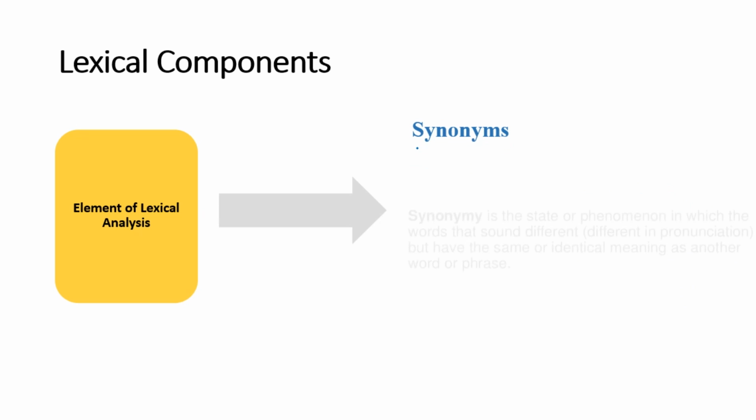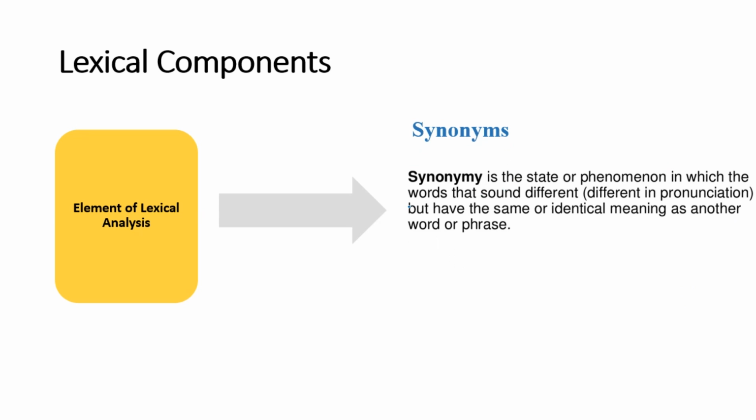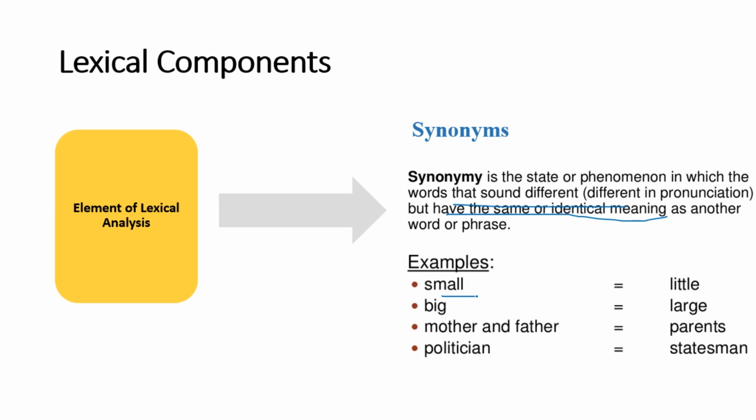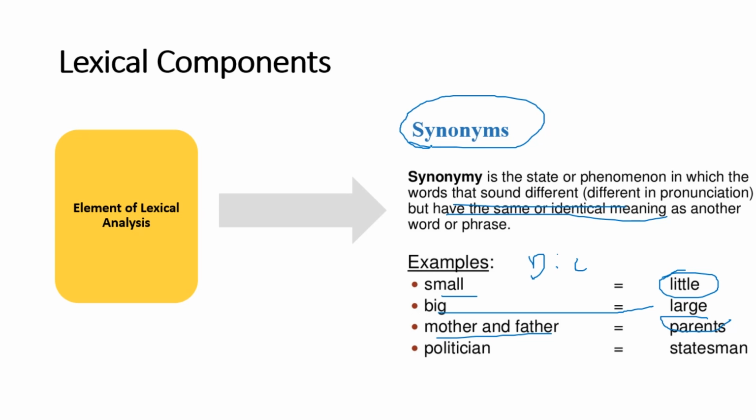Another is synonym. I think everyone knows it: words that have a different sound but the same or identical meaning. Like the words small and little. These two words are different and have different pronunciation, but the meanings are almost the same. Big, large, mother and father, which is talking about parents. It's like when we look for some words in the dictionary, we check the meaning of this word and what similar words there are. This falls under the category of synonyms.